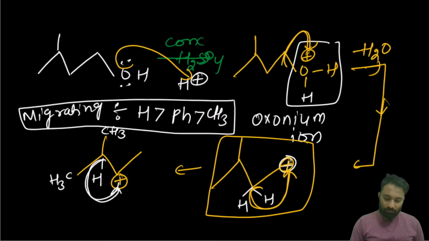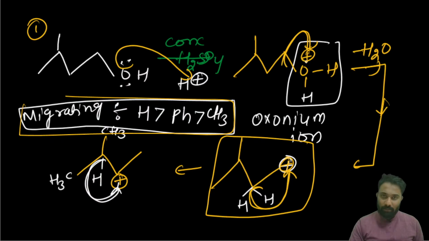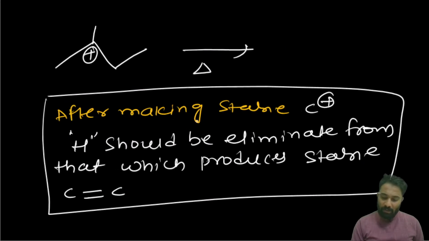Done. Now you can see here, this is the first preparation method of the alkene. Now this is a migrating aptitude. Now the oxonium ion will form and then the stable carbocation will form. After forming the stable carbocation, hydrogen should be eliminated from that carbon which produces the stable alkene. Clear? That stable alkene is nothing but the Saytzeff product, that we know already.